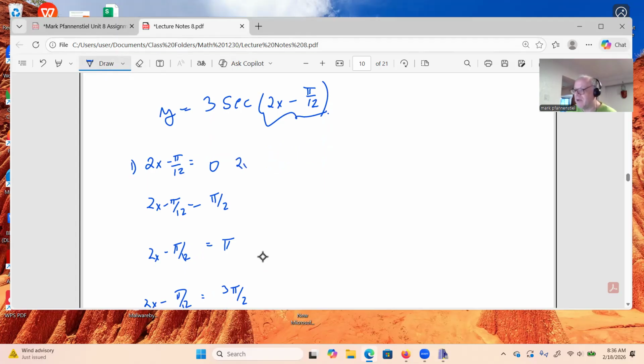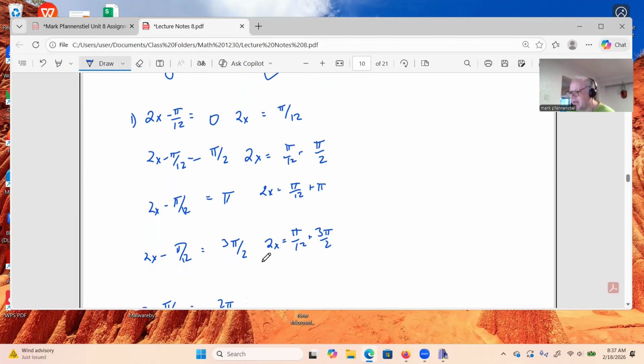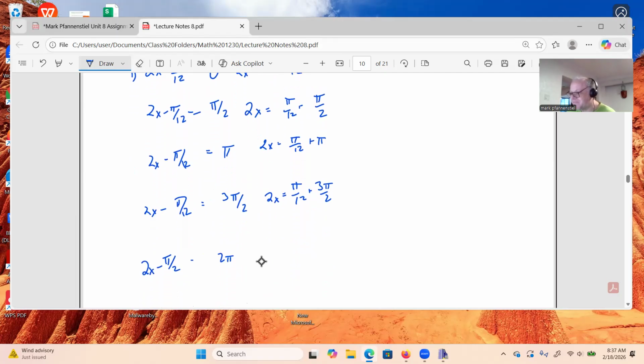So we've got 2x equals pi over 12. Here we have 2x equals pi over 12 plus pi over 2. 2x equals pi over 12 plus pi. 2x equals pi over 12 plus 3 pi over 2. And then finally, 2x equals pi over 12 plus 2 pi.